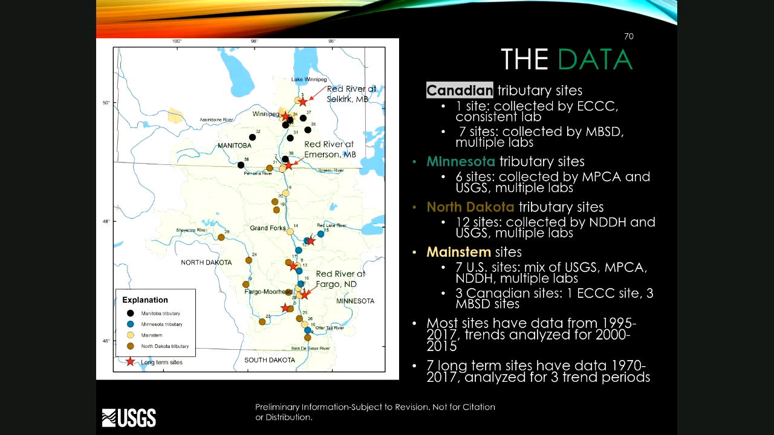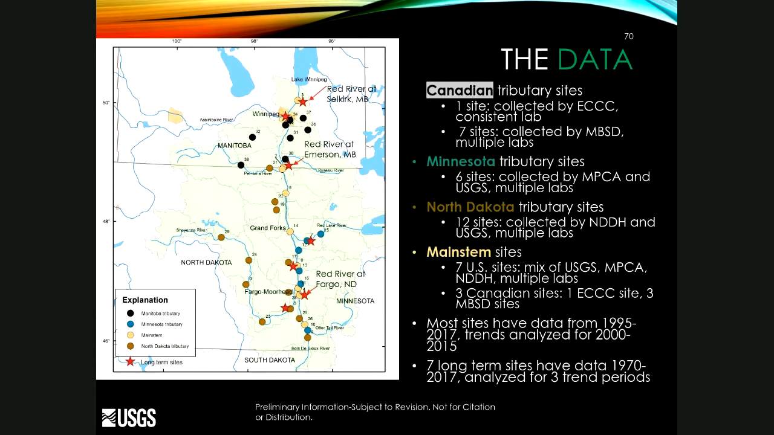So this is the data that we had to work with. As I mentioned, we have a collaborative effort, and so we got information from Environment Climate Change Canada, Manitoba Sustainable Development, the Minnesota, North Dakota, and the USGS folks. So we have US and Canadian data available.